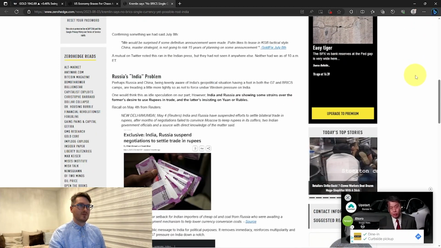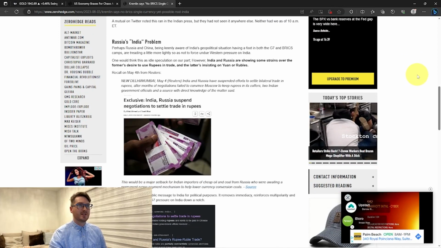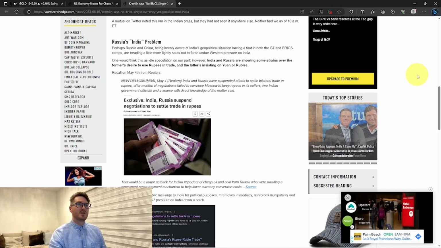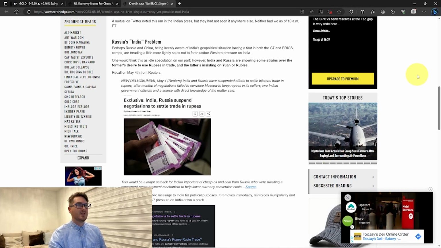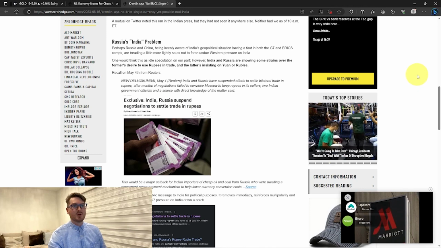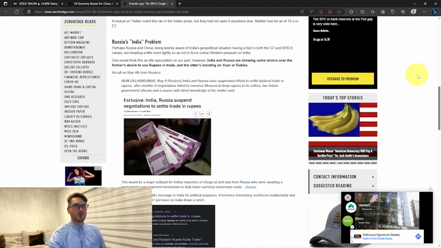Russia's India problem. Perhaps Russia and China, being keenly aware of India's geopolitical situation, having a foot in both the G7 and BRICS camps, are treading a little more lightly so as not to force undue Western pressure on India. One would think this as idle speculation on our part. However, India and Russia are showing some strains over the former's desire to use rupees in trade, and the latter's insisting on yuan or rubles.